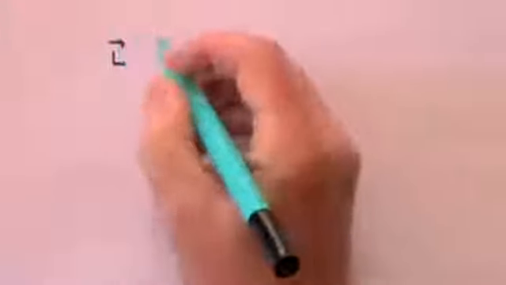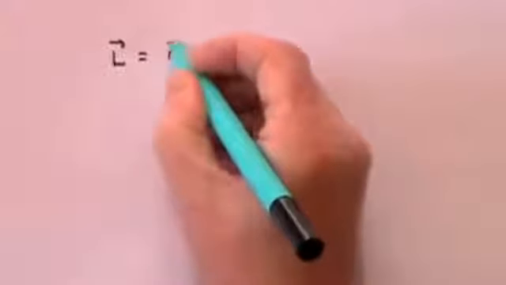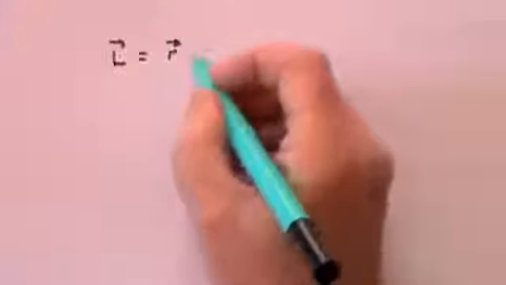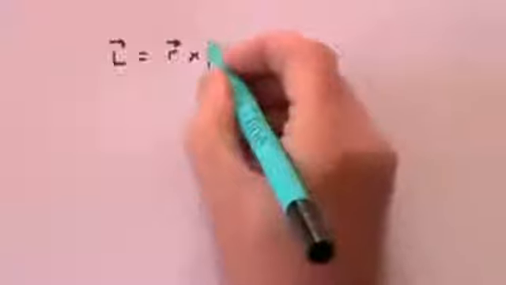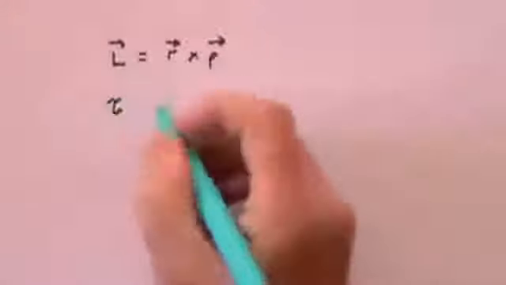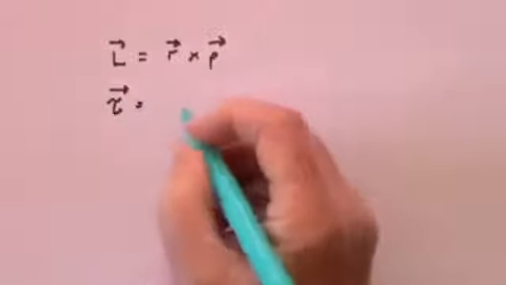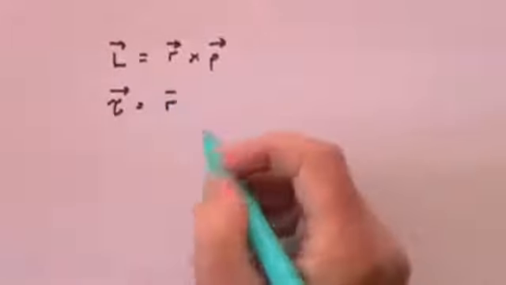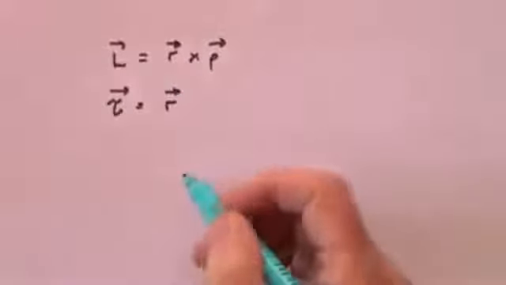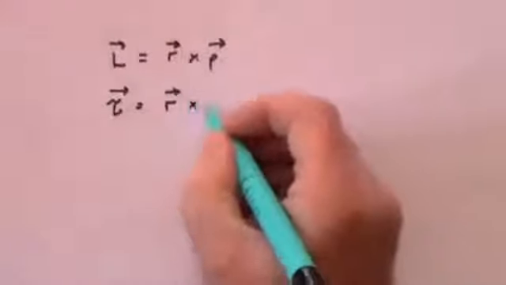Before we do so, let me remind you of two important equations that we developed at the end of the second in the series. The angular momentum vector is equal to r, the distance from the axis, cross p, where p is the momentum. And the torque vector on a system is equal to the distance from the axis vector, r, cross F, where F is the force.